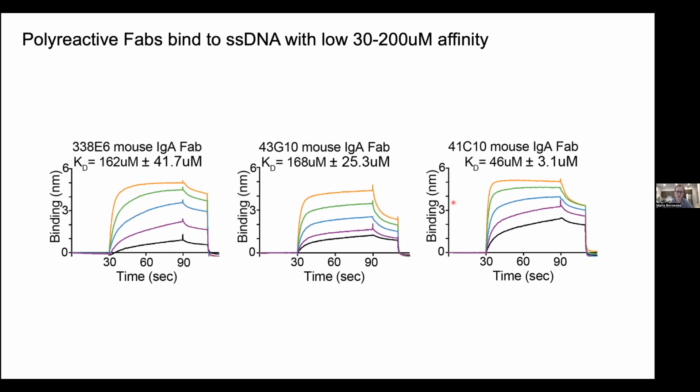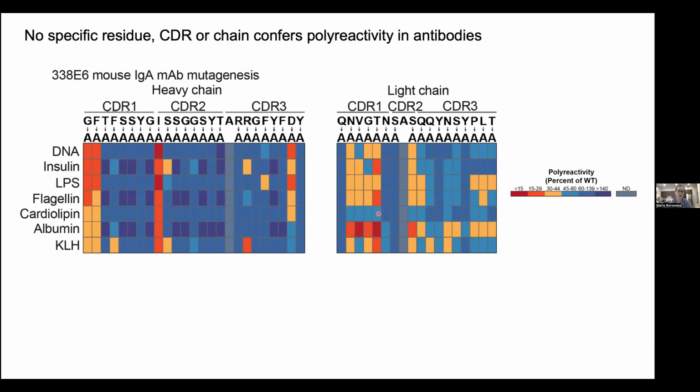The range of affinities detected was between 30 to even 100 micromolar, which, to put it in context, are KDs similar to those measured for conventional alpha-beta TCRs to their cognate ligands that are presented by MHC.